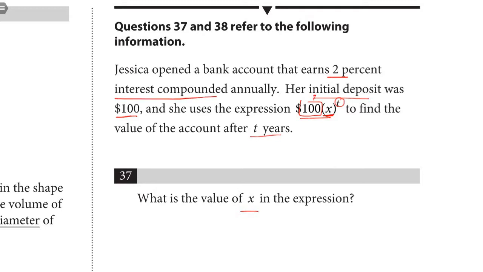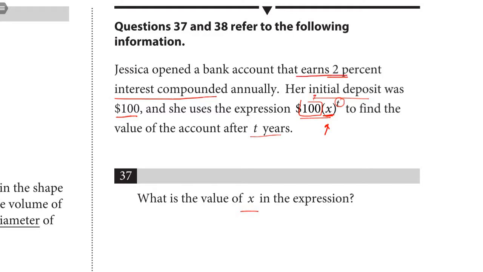Because the total amount that she's going to have after some number of years is going to be a combination between her initial deposit, the interest, and the amount of years, or t years, that the account has been open. So the last guy, x, has to be the interest. So how do we find out the interest? How do we actually write that out? They tell us 2%. It earns 2%. How do we write that as a value?